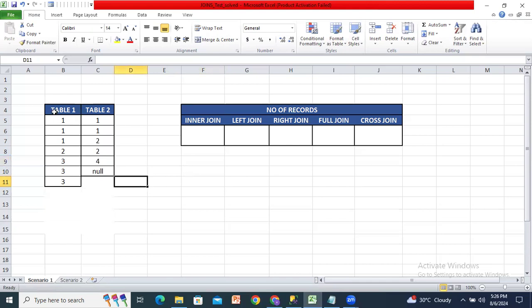So here I am writing table 1 and table 2, number of records: inner join, left join, right join, full join, cross join. Okay, so first we'll check with the inner join. For example, here, table 1, first row. Table 1, first row is 1. So 1 is matching to how many records in table 2?